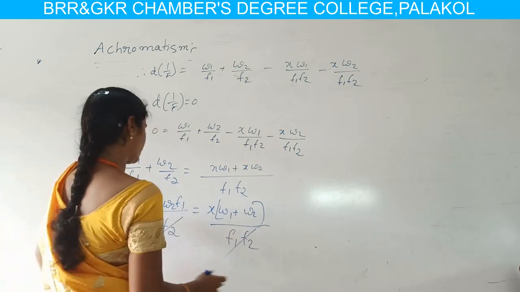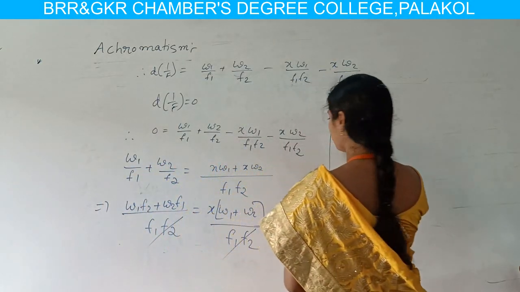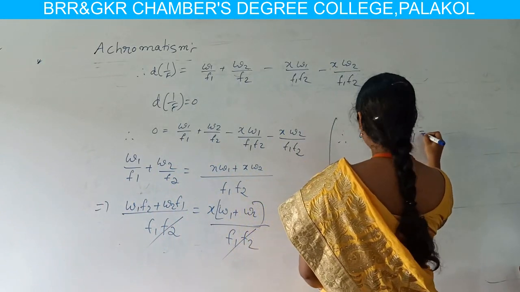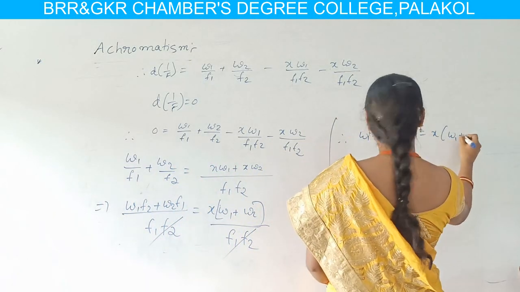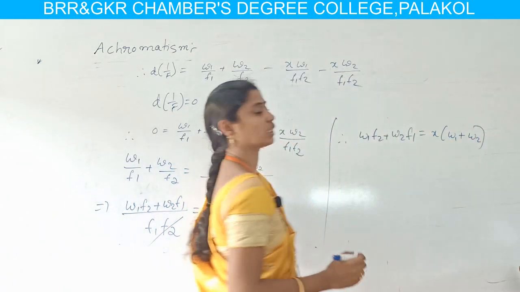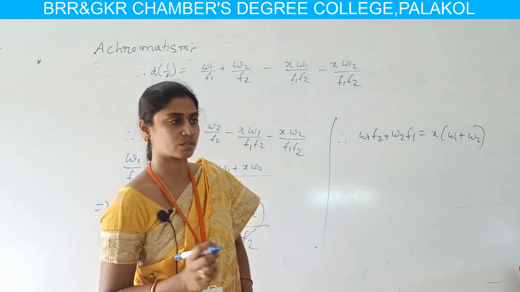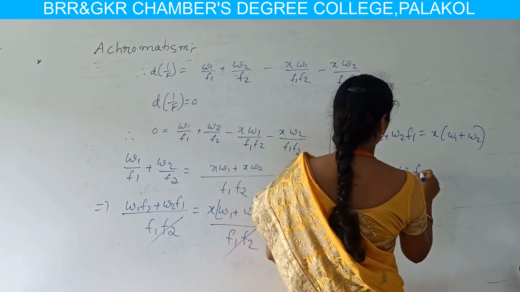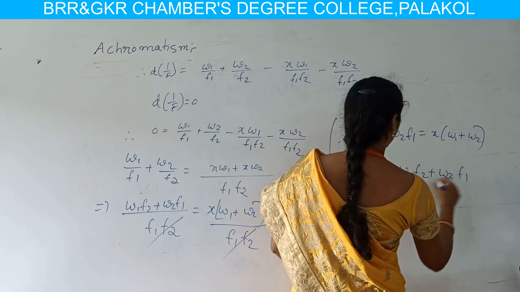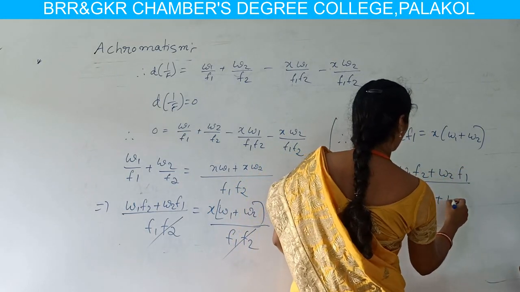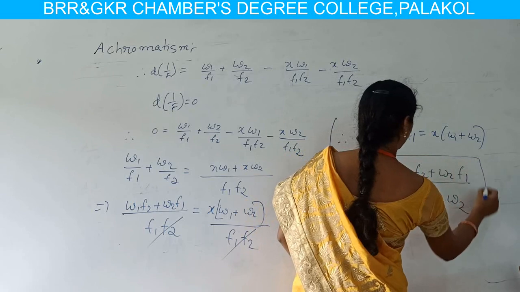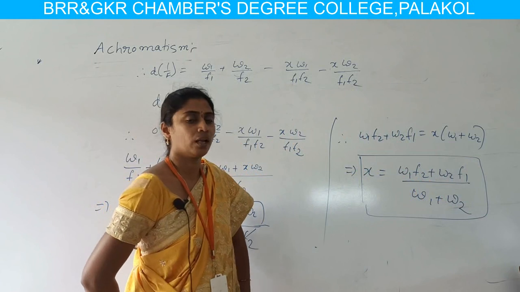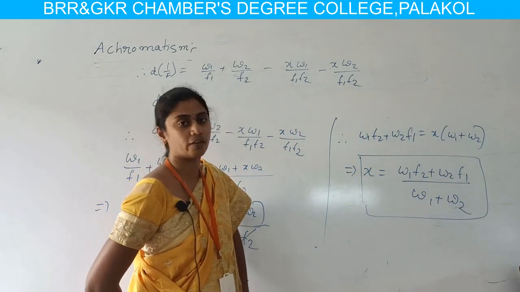By cancelling these two terms, we have ω1 f2 plus ω2 f1, which is equivalent to x into (ω1 plus ω2). Here we consider the two lenses separated by a distance, so we have the distance x equal to (ω1 f2 plus ω2 f1) divided by (ω1 plus ω2). So we have the condition for the two lenses when they are separated by a fixed distance, which is nothing but (ω1 f2 plus ω2 f1) by (ω1 plus ω2).